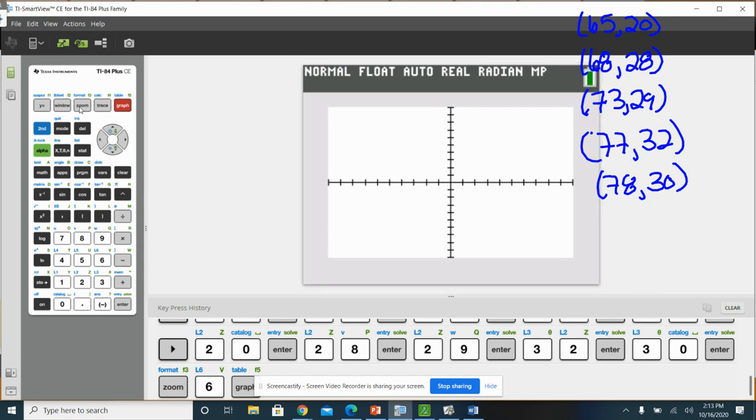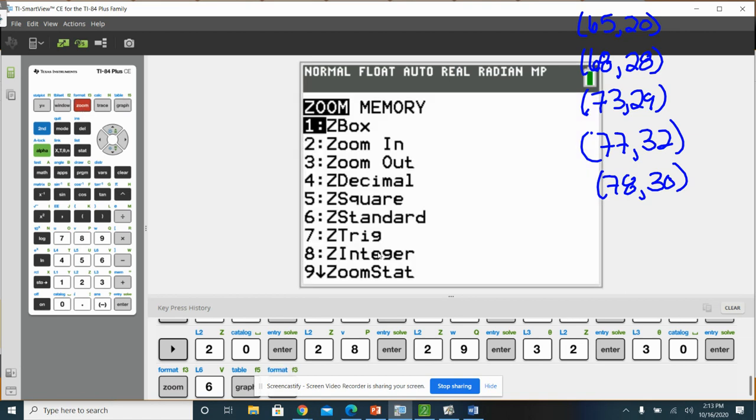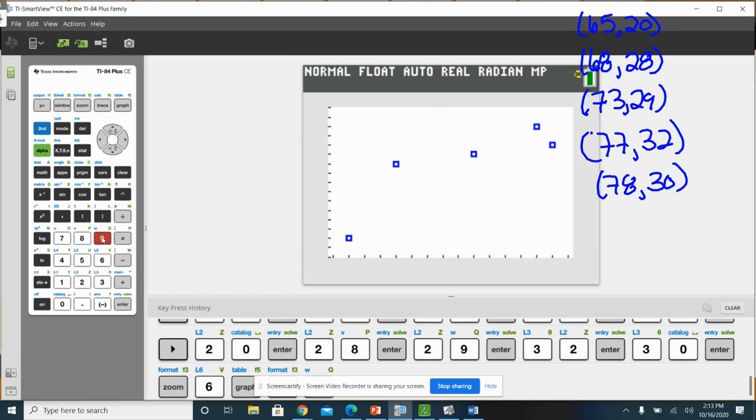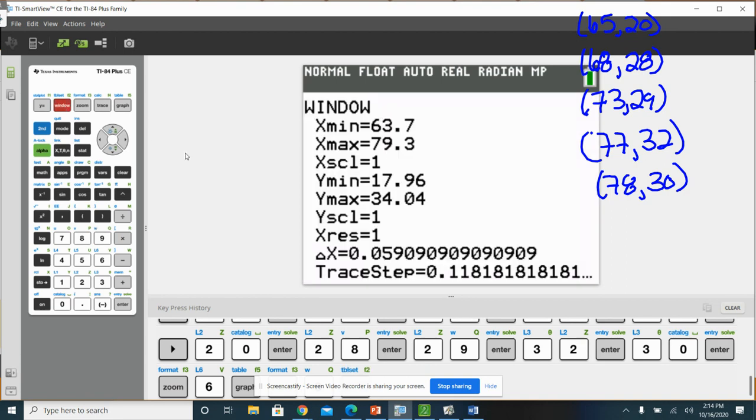And actually, there's a shortcut you can do. You can hit zoom. And if you go down here to zoom stat, number 9, it probably will change the window for me to make sure all my dots are in there. So if you hit zoom 9, it will show your picture. Now, if you want to know how they did it, if you hit window here, you can see they started their X at 63 and went to 79.